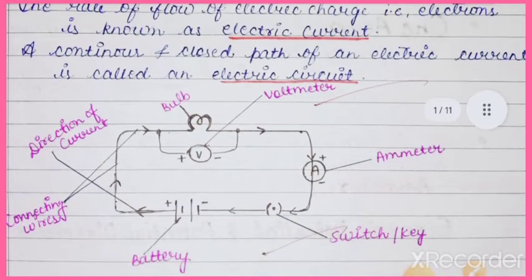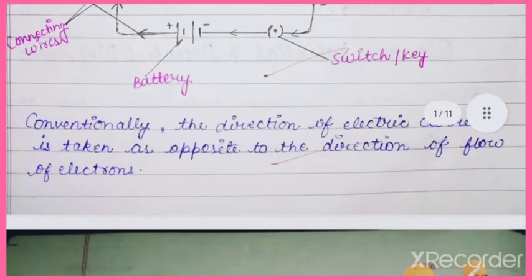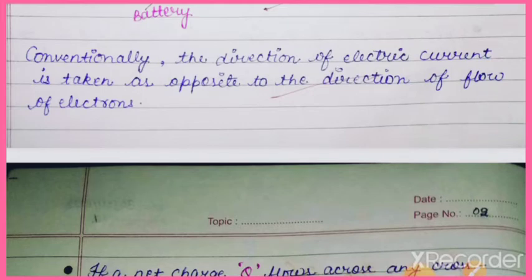For an electric circuit, these are some materials which are used to create it: the bulb, the battery, and a battery is a collection of cells, right? So bulb, battery, and of course a switch or key, and a wire. It can be copper wire, aluminum wire, etc. Okay, so there are two types of current, that is conventional current and electric current.